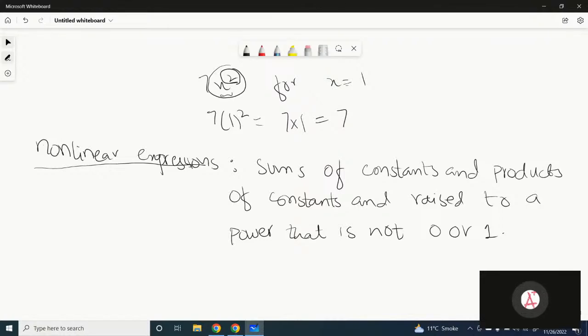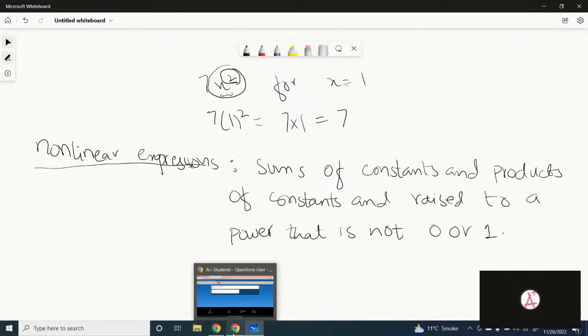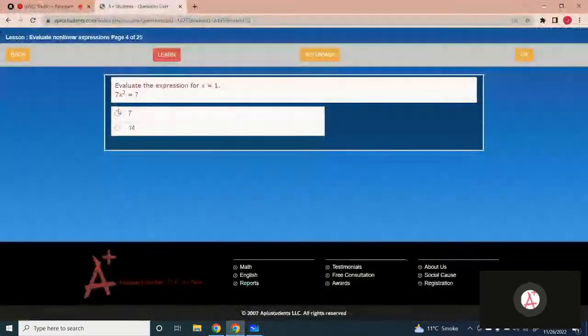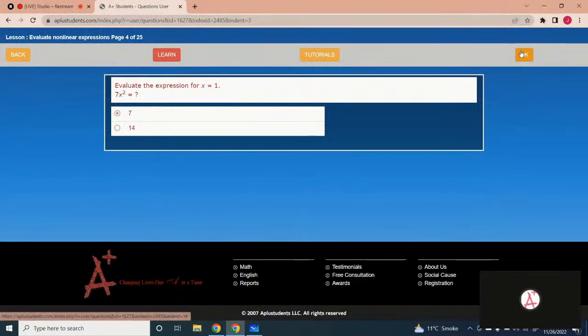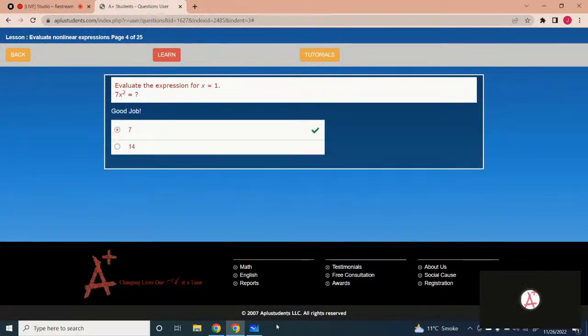What are nonlinear expressions? They are the sum of constants and the product of constants raised to a power that is not 0 or 1. Their power must be 2, 3, 4 or any number, but not 0 or 1. Got it? Okay, so it would be 7x square, 1 times 7 is 7. Sorry, it is not 14, it is 7. We've already done this one.